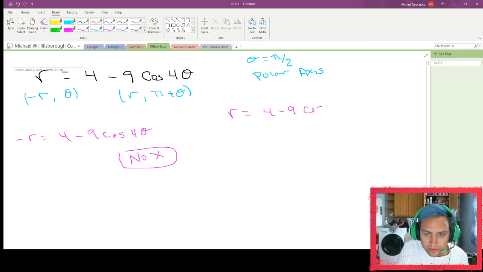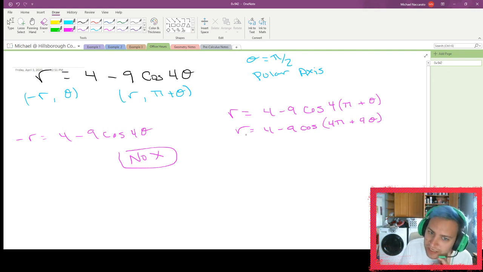So 9 cosine of 4 times pi plus theta. All right, again, distribute that 4 in first. 4 pi plus 4 theta. You could just do that step right away at the beginning too. You don't necessarily have to write it out and distribute it. You could just know that if there's a number in front, you're going to put it on both the pi and the theta in those problems.